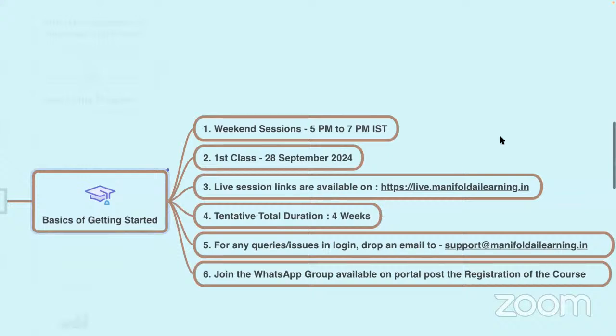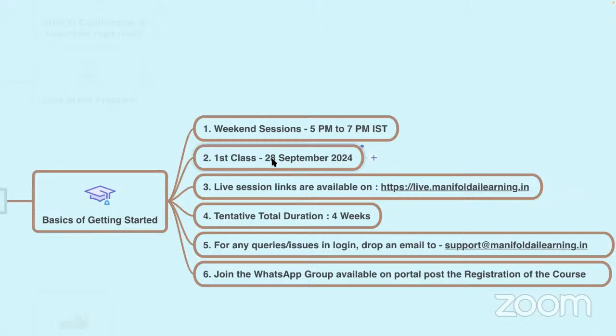Now, what are the key things you need to follow in order to get started? This is one of the common questions that we were getting: how do you get started in this learning journey? I'll give you this information and then take you through the syllabus as we progress in today's session. When we talk about the basics of getting started, this is a weekend session where the class timings are between 5 p.m. IST to 7 p.m. IST.